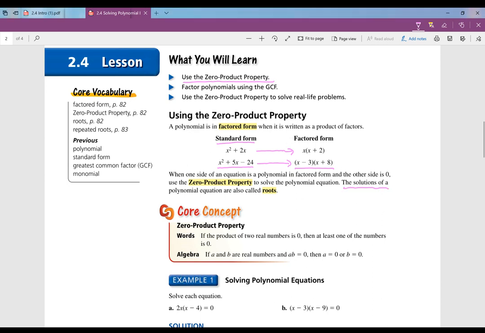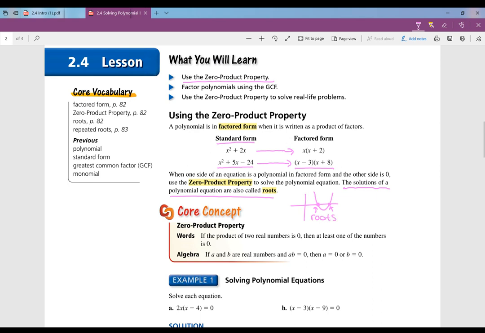Now, this is a vocab word you need to know. The solutions of a polynomial equation are also called roots. So whenever you have an equation and it crosses your x-axis, these points are your solutions and they're also called roots.